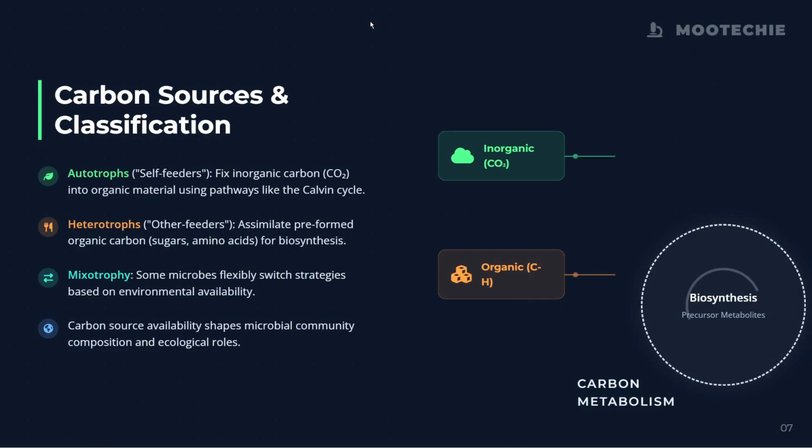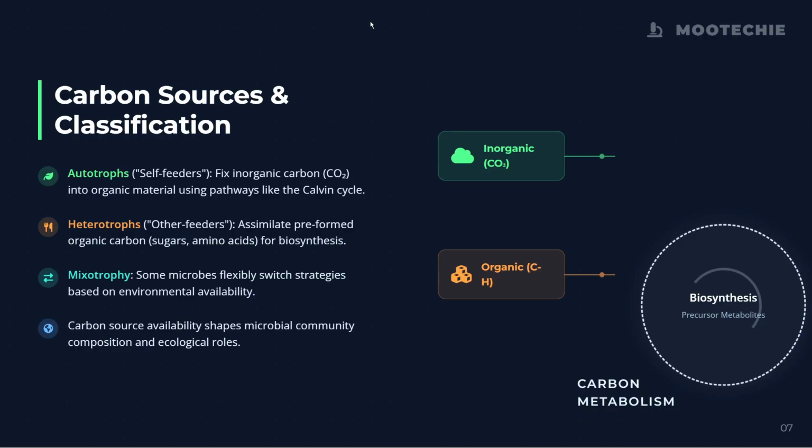This slide introduces the other major way we classify microbes, by their carbon sources and classification. Autotrophs, meaning self-feeders, have the incredible ability to fix inorganic carbon, specifically carbon dioxide or CO2, and turn it into their own organic cell material. They use biochemical pathways like the Calvin cycle or the reductive TCA cycle to do this. Heterotrophs, or other feeders, cannot do this.